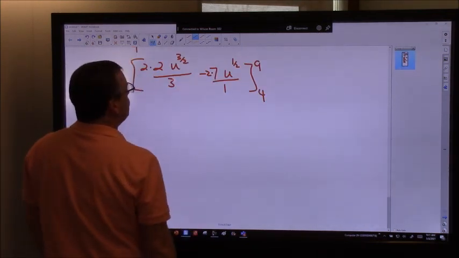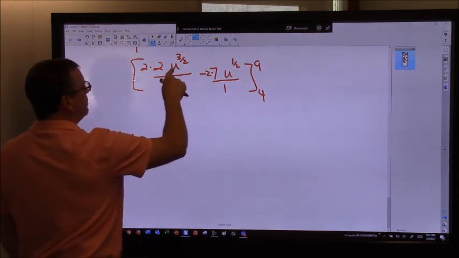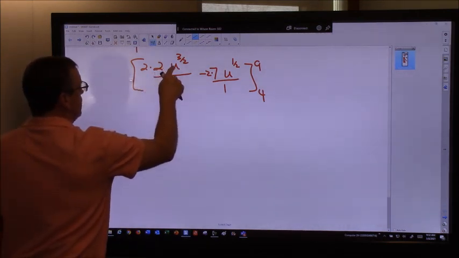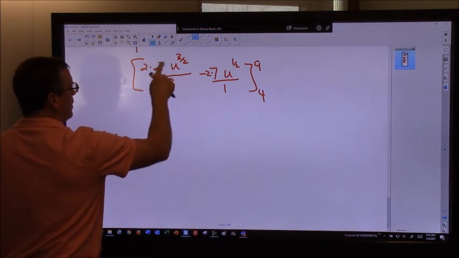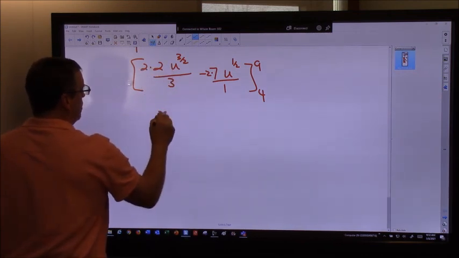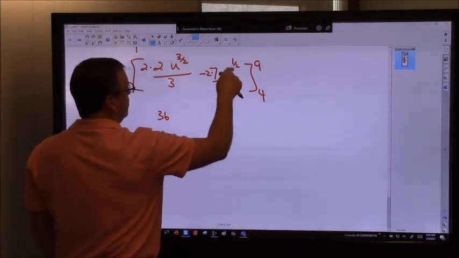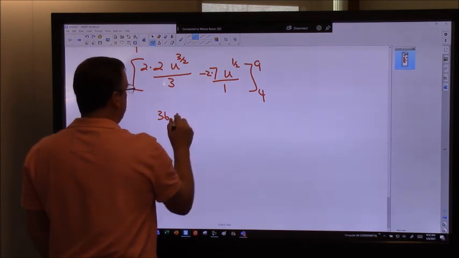All right, so let's see. Plug in a 9 first. So I've got the square root of 9, which is 3. 3 raised to the 3rd power, that's 27. 27 divided by 3 is 9. And 9 times 4, that's 36. When I put a 9 in over here, the square root of that's 3. Times 2, that's 6. Times 7, that's 42.